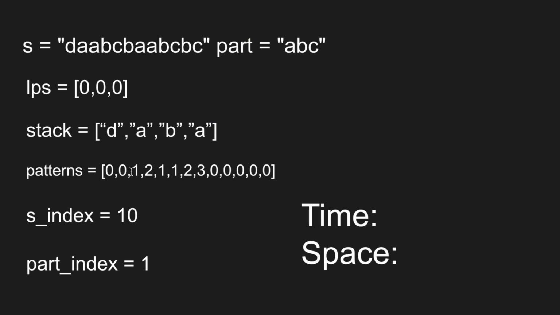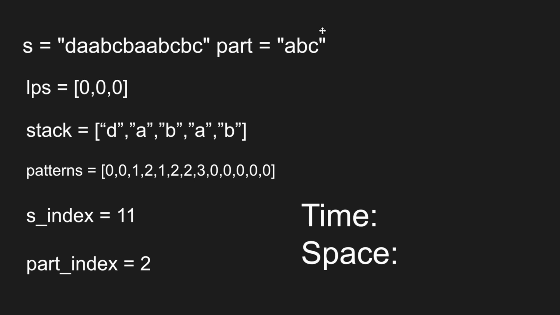It's DABA 1, 2, 3, 4. Now we increment S index again, and part index, we set it back to 1 because A tells us to set it to 1. It's DABA 1, 2, 3, 4. We compare 10 to index 1, they are equal, so we need to add it to the stack and update patterns again and increment the indexes.